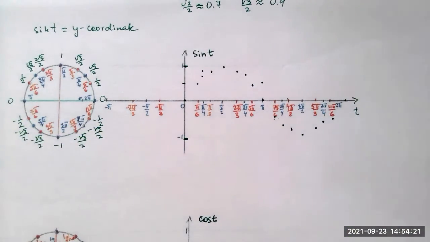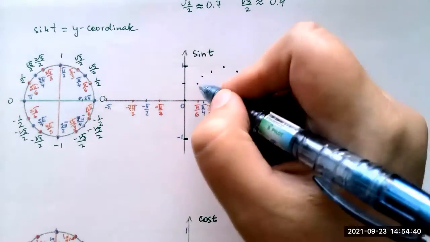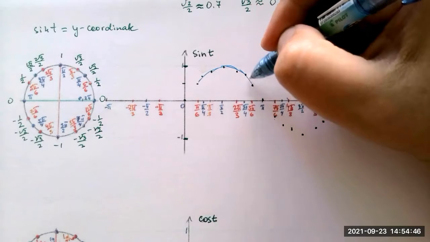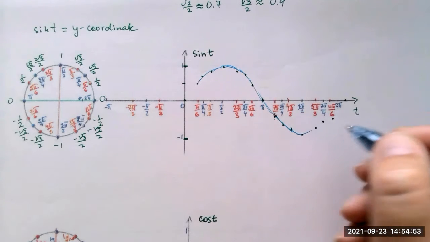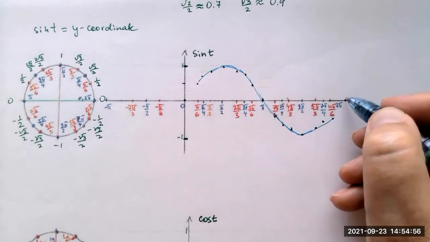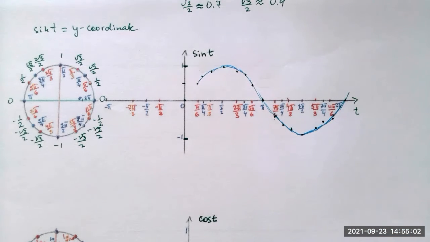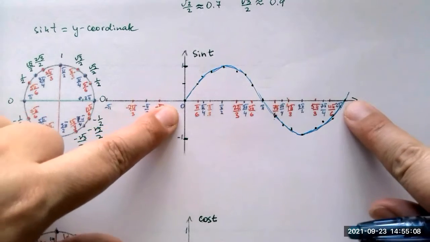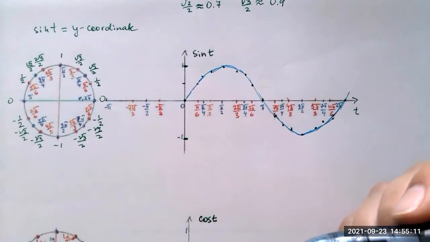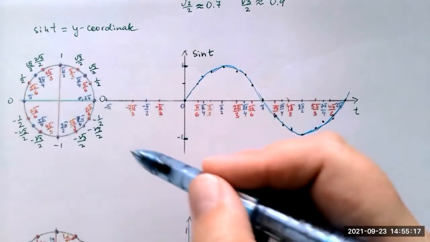Okay, so I did make a couple of mistakes right here. Let's go ahead and connect these dots and see what we get. We get a wave like this. That's the basic shape of our sine function. Now, we only went one time around the circle, but we could continue this process over and over again.